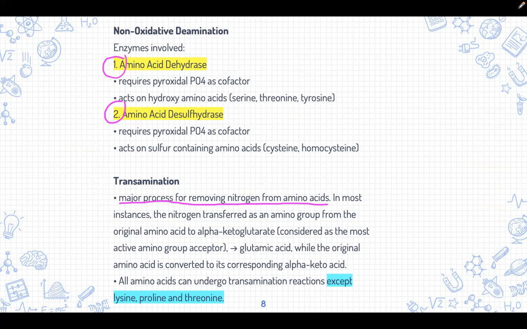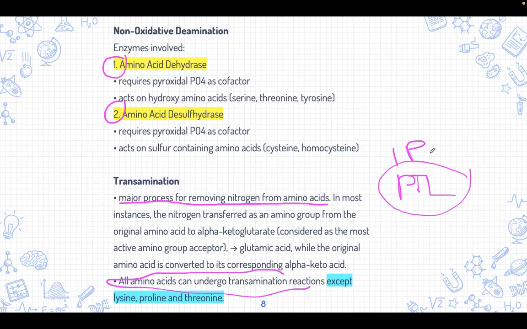All amino acids can undergo transamination reactions except these 3: lysine, proline, and threonine. LPT, PTL. Okay, pag tinanong sa exam, do all of your amino acids undergo the transamination reaction? No. Bakit? Kasi we have these 3 amino acids na exception to the rule. Okay, tatandaan po ha, yung tatlong pinapatandaan ko, si PTL, are the exceptions for the transamination process.